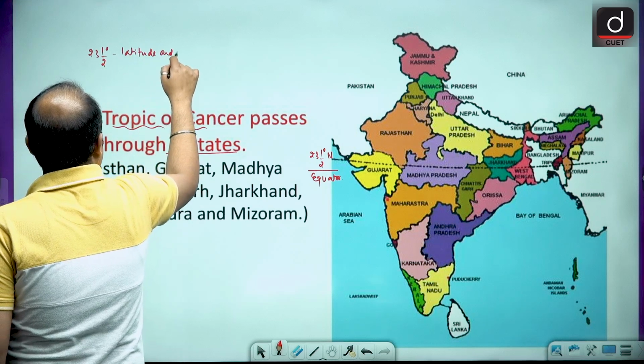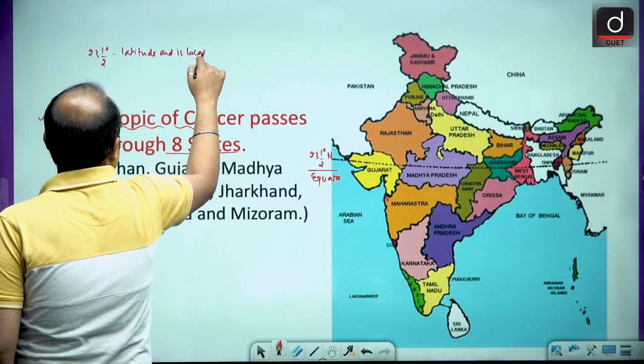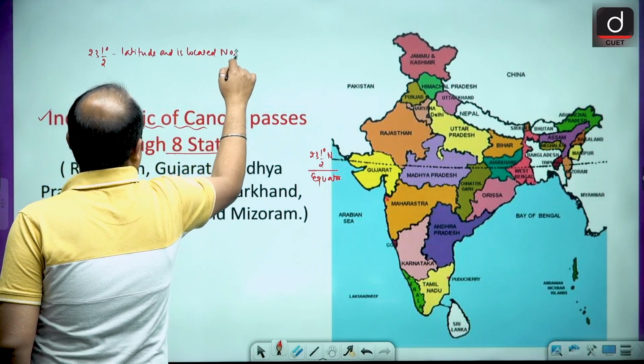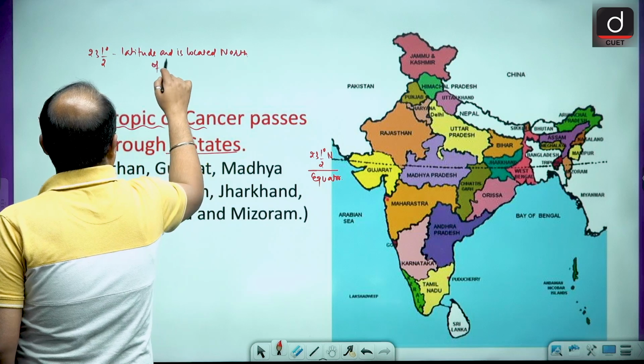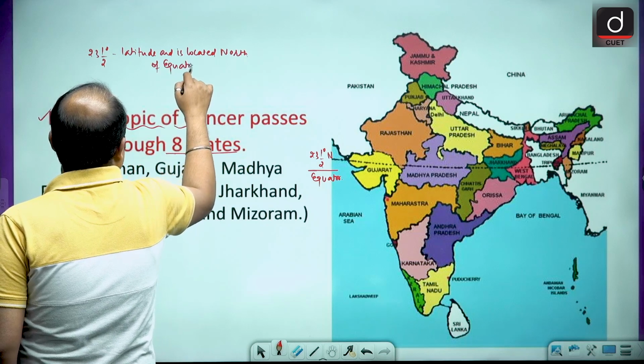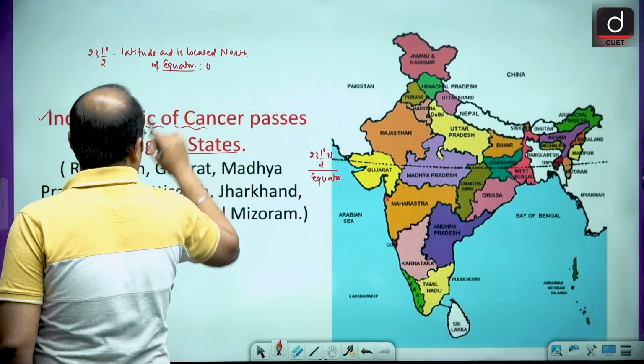It is located north of the equator, and you all know the equator is 0 degrees.